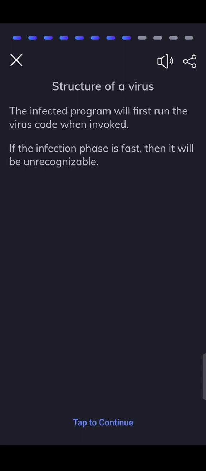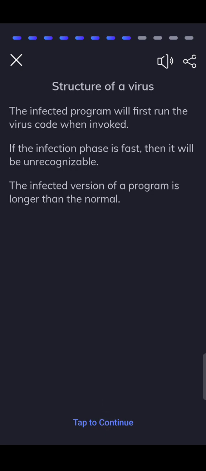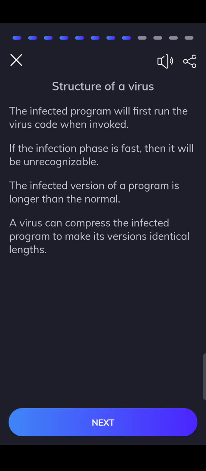The infected program will first run the virus code when invoked. If the infection phase is fast, then it will be unrecognizable. The infected version of a program is longer than the normal. A virus can compress the infected program to make the versions identical in length.